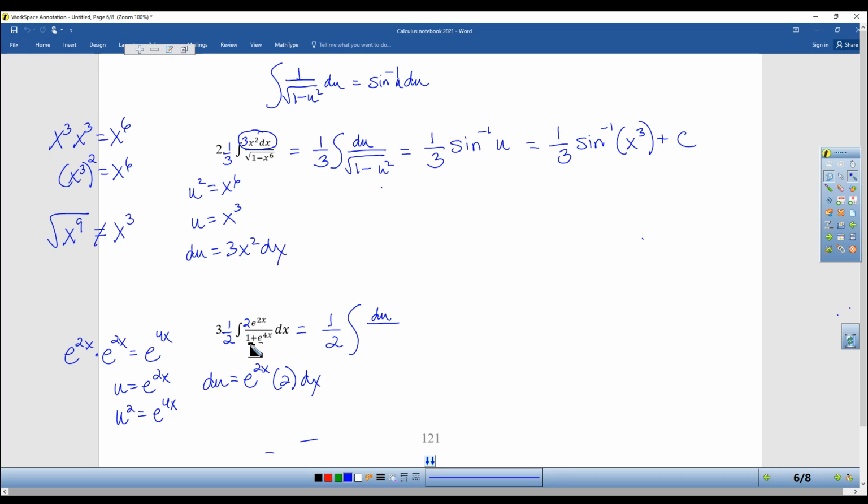And on the bottom, I have 1 plus u squared. This is the formula for inverse tangent. Inverse tangent of u. And now I can replace the u back. Inverse tangent of e to the 2x. You don't have to have the parentheses around that. If you have them, you can, but it's understood that it goes together.